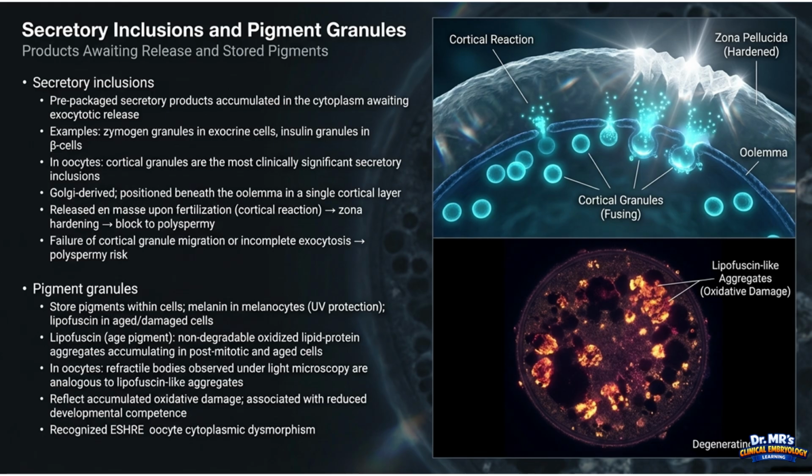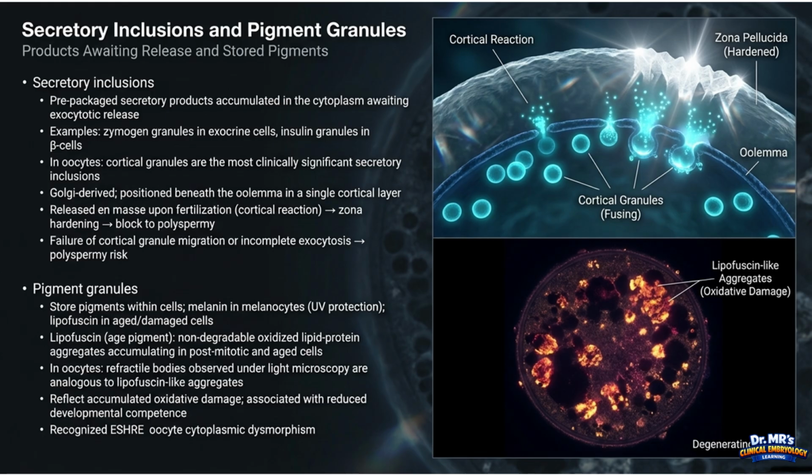At fertilization, when the fertilizing sperm triggers the calcium wave that sweeps across the oocyte cortex, cortical granules undergo exocytosis en masse, the cortical reaction, releasing their contents into the perivitelline space. These contents modify the zona pellucida proteins, causing zona hardening and the block to polyspermy that prevents additional sperm from penetrating. It is one of the most elegant and clinically important secretory events in all of biology.